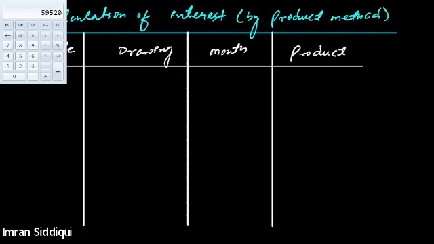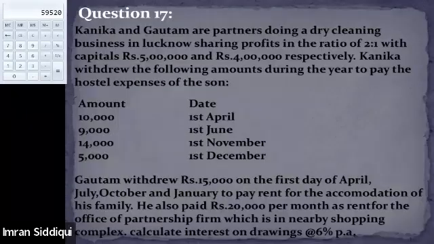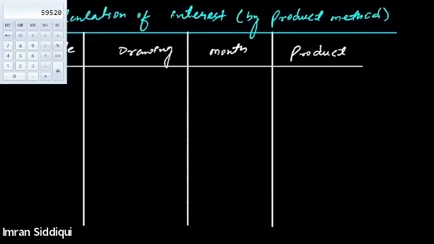Okay, so let's come back to the question. Look at the values. The first withdrawal was made on 1st of April, amount of drawing was 10,000. Tell me how many months are left after 1st of April? How many months are still left in the year? 12 months, right? Yes, sir. Now we will multiply both these values. So multiplying 10 into 12, it will be 1,20,000.